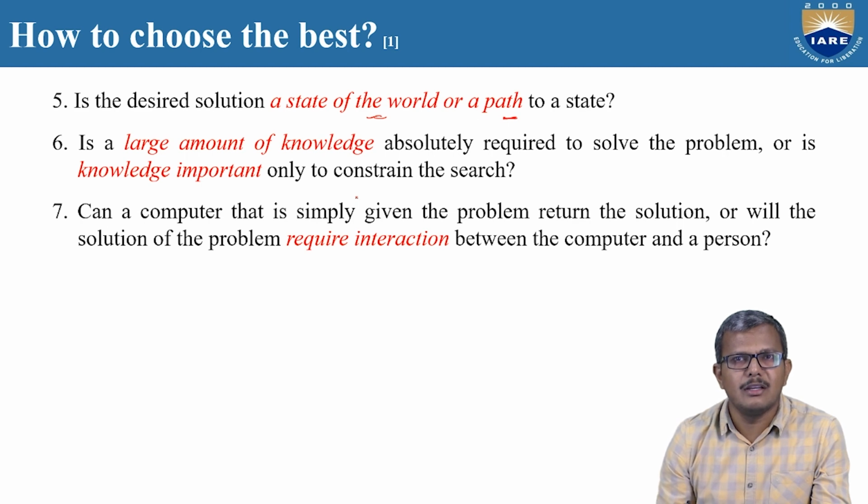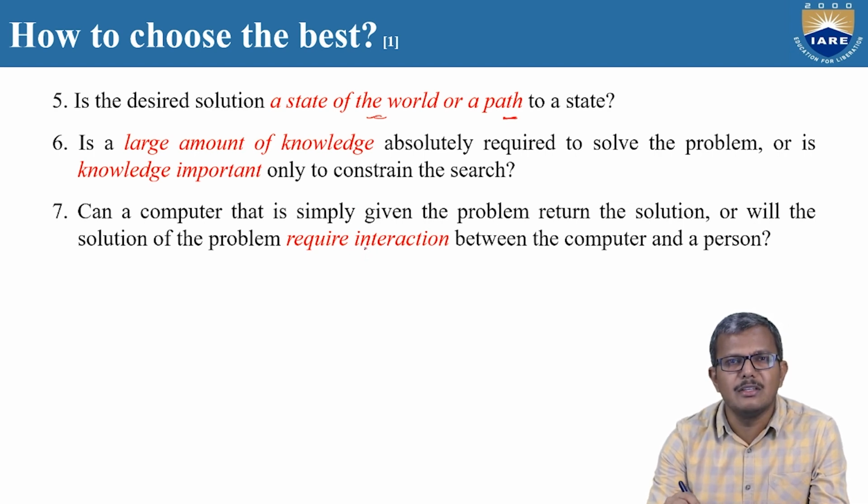And the seventh one is: can a computer, simply given the problem, return the solution, or will the solution of the problem require interaction? What do you mean by that? If you are writing some kind of instructions or some AI program, and that program is solving your problem, then generally we will get the solution.